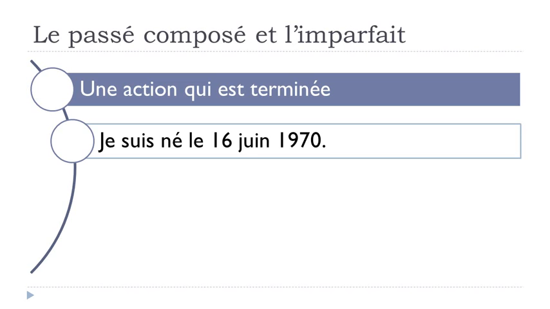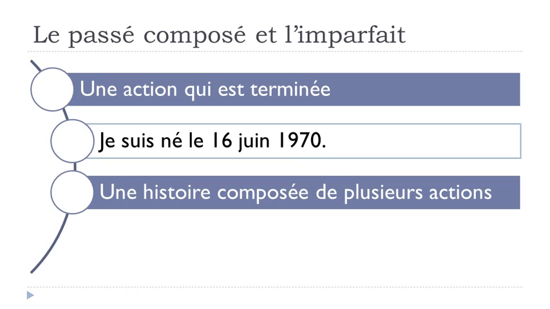Okay? So clearly here, if you want to introduce your birth date, then je suis né. So it was an action in a way. But still it's finished. So le 16 juin 1970. Je suis né. So that's the reason why here you will use this verb naître. Je suis né le 16 juin 1970.